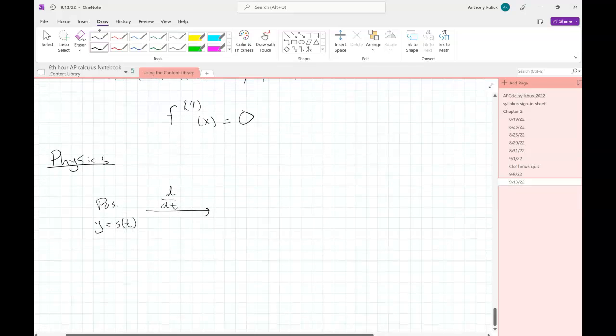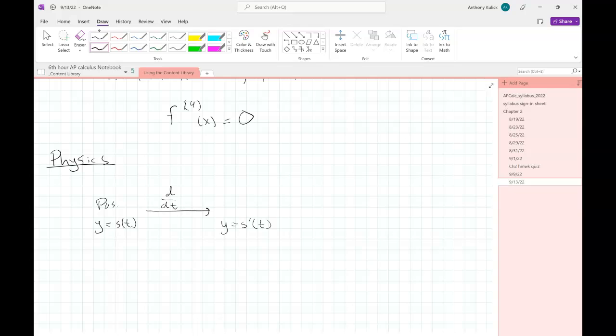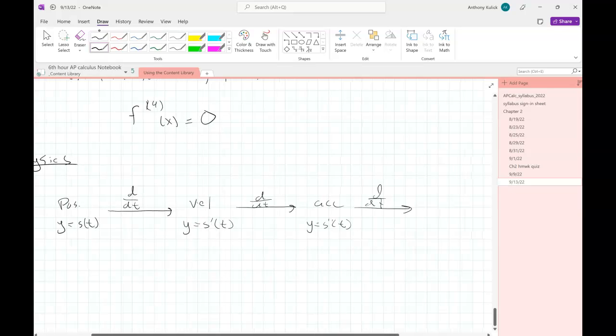We have some position function. We take the derivative of it. What is the rate of change of a position called? Velocity. Okay. And let's say we take the derivative of that velocity function. What's the rate of change of velocity? Acceleration. Okay, good. And if we want to take the derivative of that, what's the rate of change of acceleration called? We learned it in physics. We did that. We literally learned that yesterday. Yeah, we learned this yesterday.